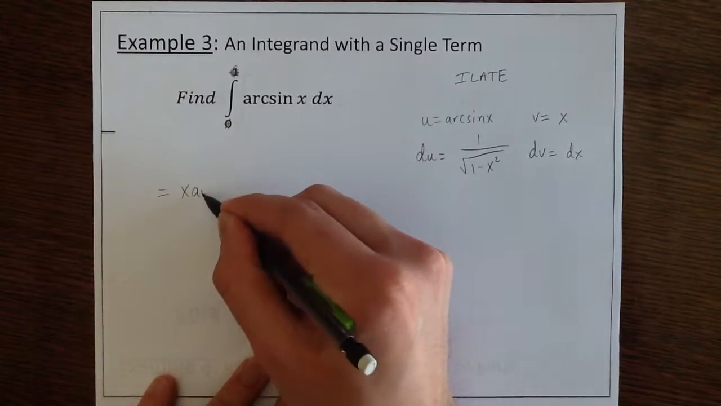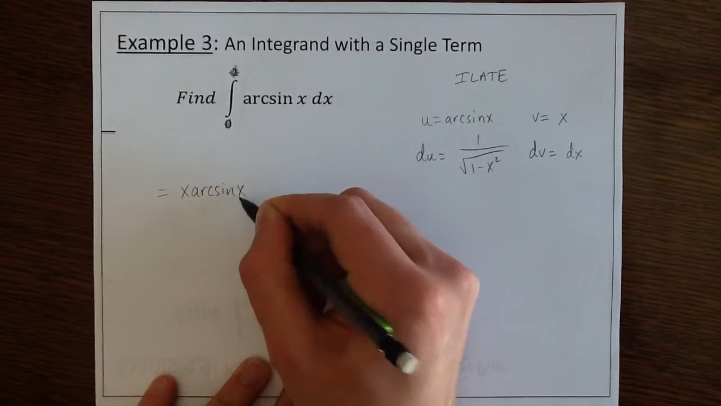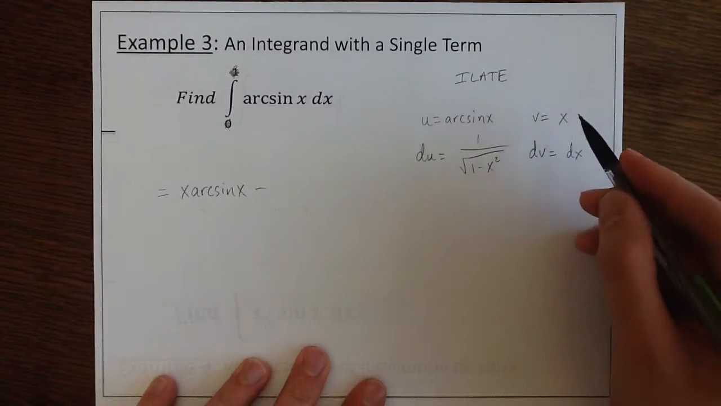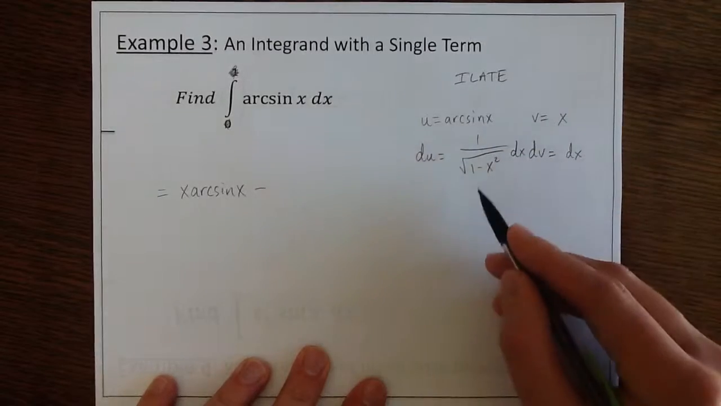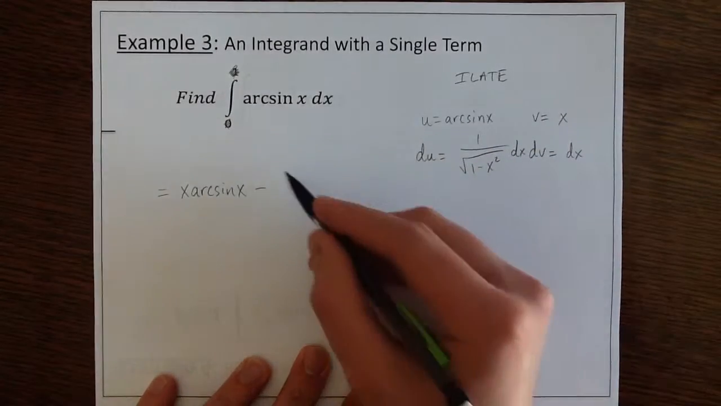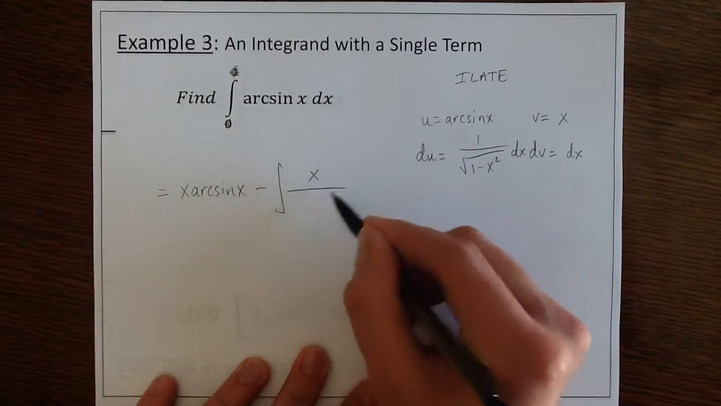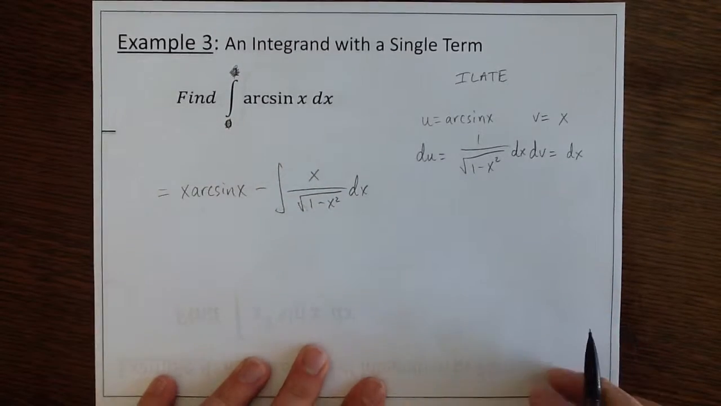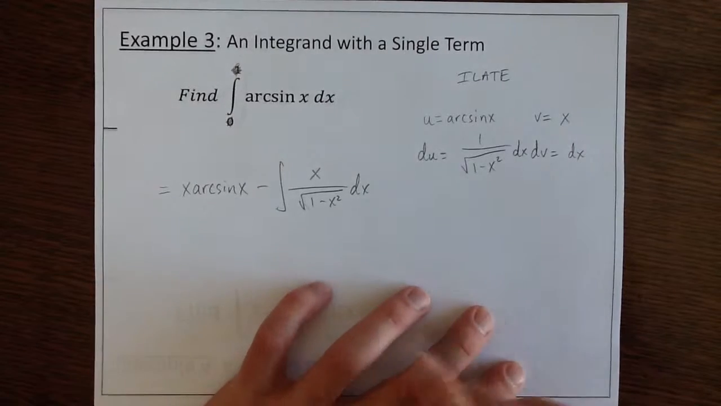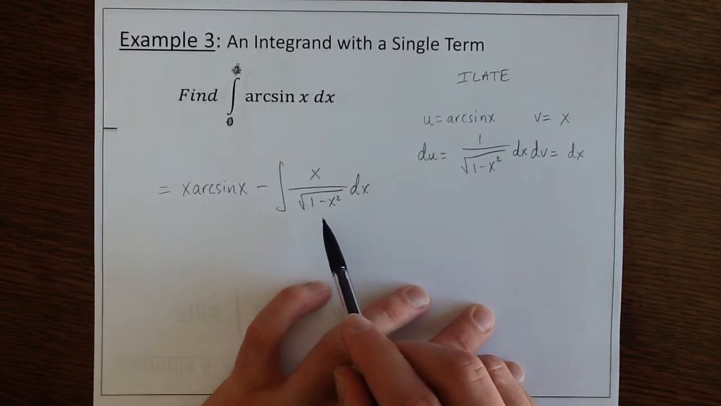So I've got x arc sine x, and then I've got to subtract away the integral of v du, which should now be x times the du, which is this 1 over the square root of 1 minus x squared dx, which you could say is now x over the square root of 1 minus x squared dx. Now you look at this integral and try to find the antiderivative for it.